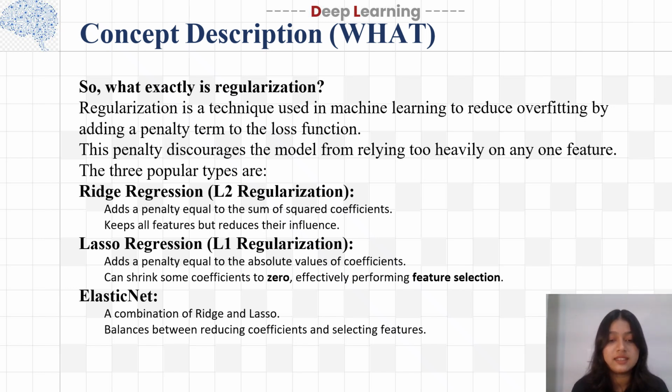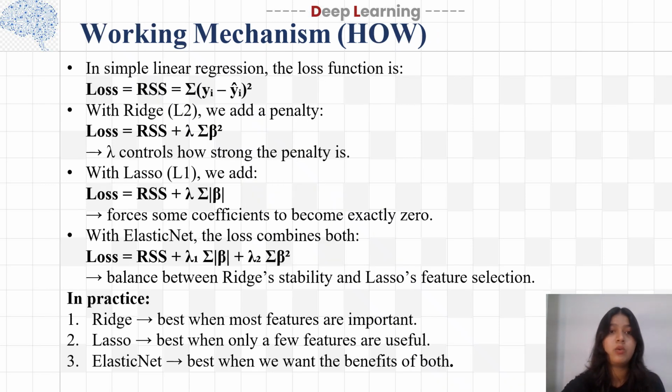And third is ElasticNet. This is a hybrid approach between both L1 and L2 penalties. It is designed to balance the strengths of ridge and lasso, and is especially used in dealing with datasets that have many correlated features. Moving on to the next topic, what is the mechanism or how does it work?